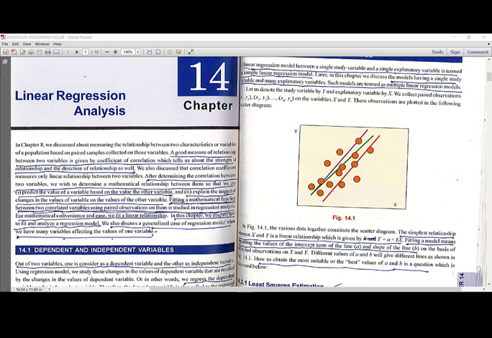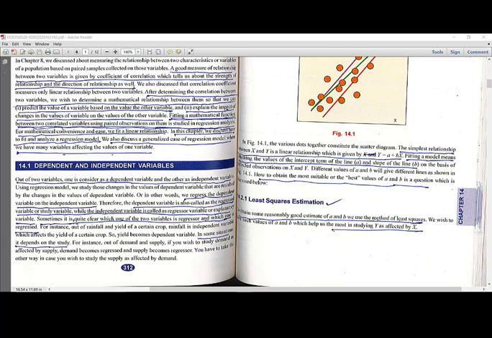Before proceeding, let us have a discussion about dependent and independent variables. Out of the two variables, one is considered as a dependent variable and the other as an independent variable. Using the regression model, we study those changes in the values of the dependent variable that result from the changes in the values of the independent variable.